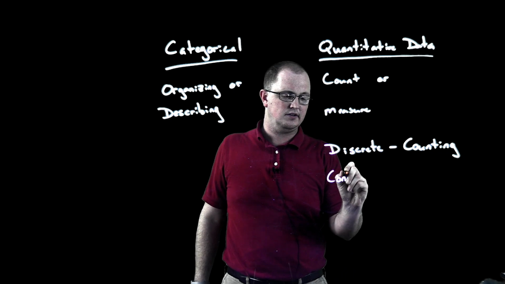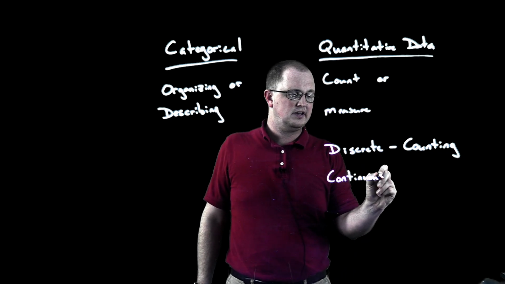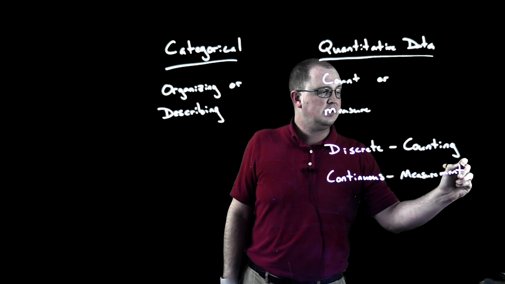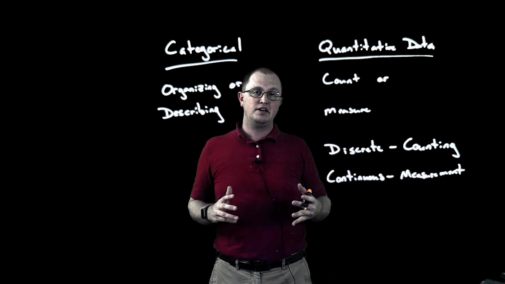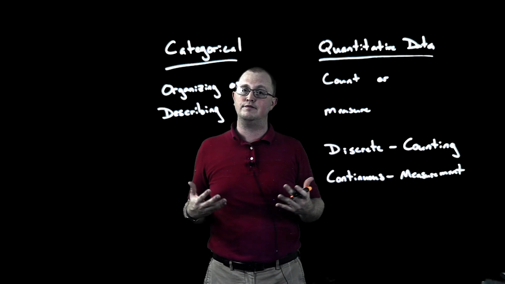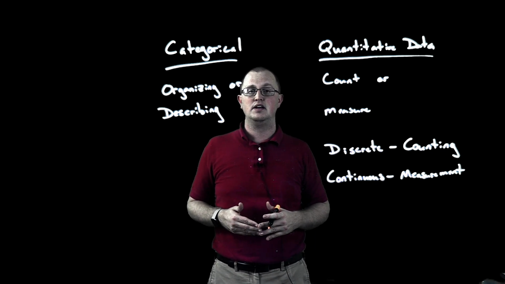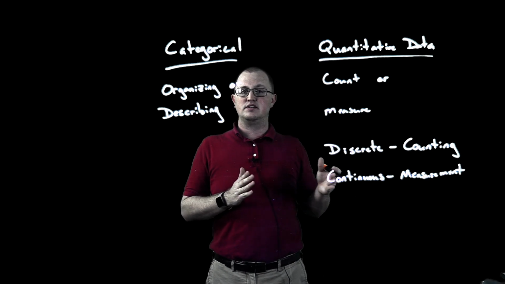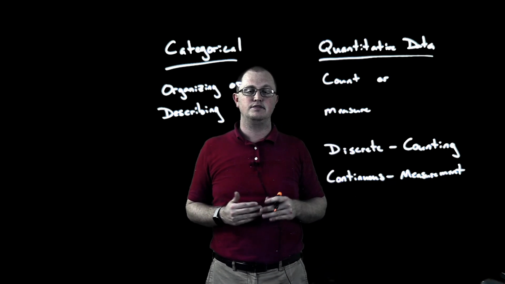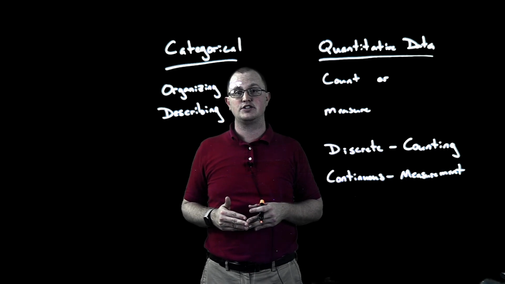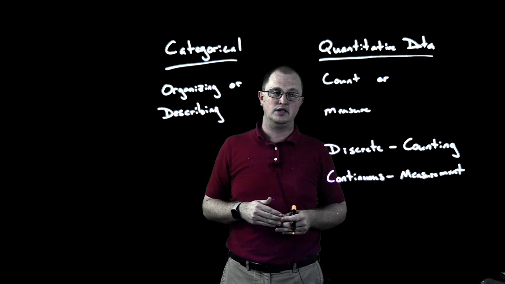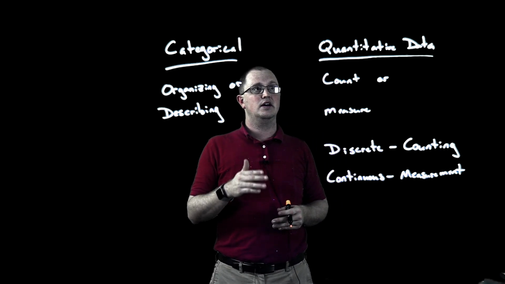Continuous data generally comes from a measurement. If we're measuring the length or weight or volume or something like that, that doesn't happen in fixed size steps. We can have decimals and fractions and irrational numbers, and so that is what's called continuous quantitative data.